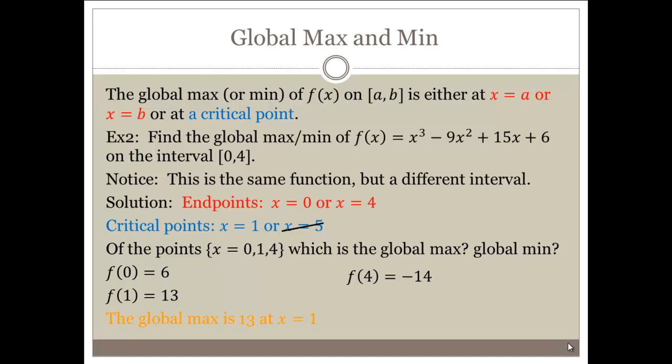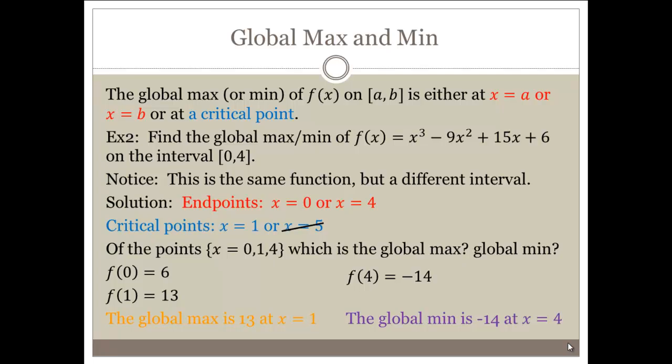So the global maximum of f of x on the interval from 0 to 4 is 13, and it happens at the local maximum x equals 1. While the global minimum of f of x on the interval from 0 to 4 is negative 14, and it happens at x equals 4.